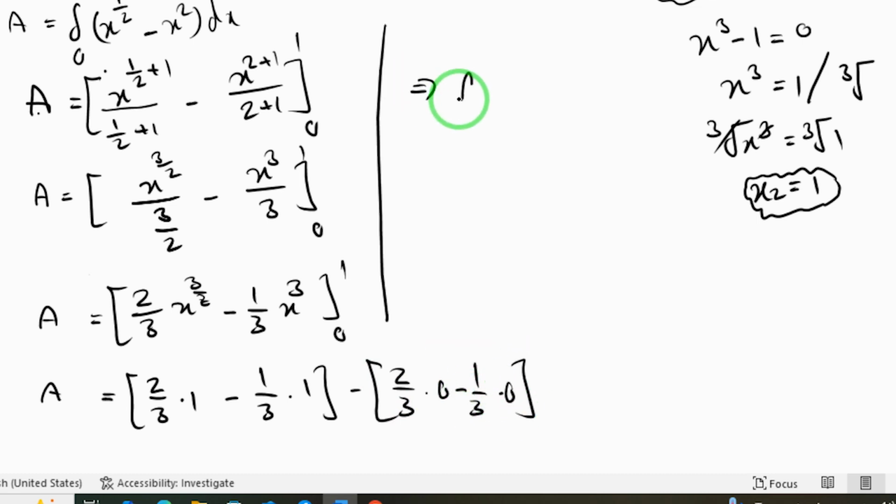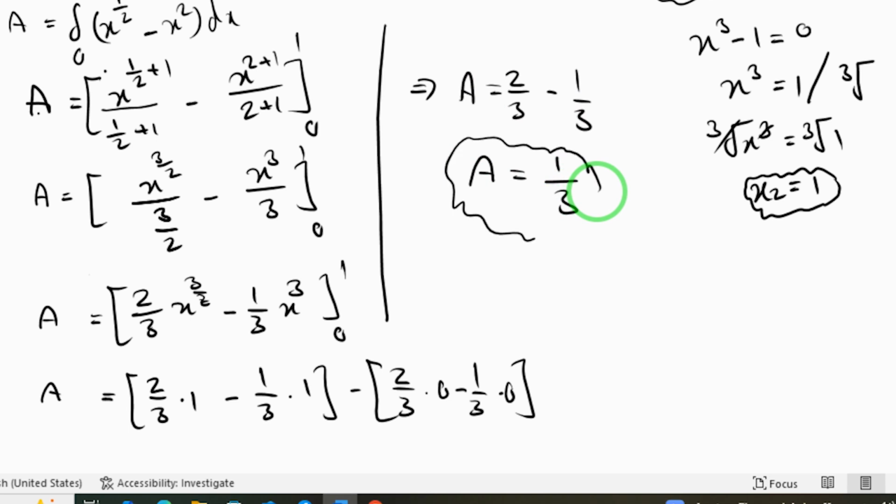Now A is equal to 2 over 3 minus 1 over 3, and the other part is completely 0 because both factors are multiplied by 0. So we take 3 as the denominator and subtract: 2 minus 1 is 1. So the answer is 1 over 3. This is the answer to this question. This is the area.